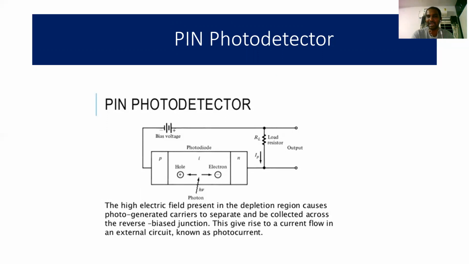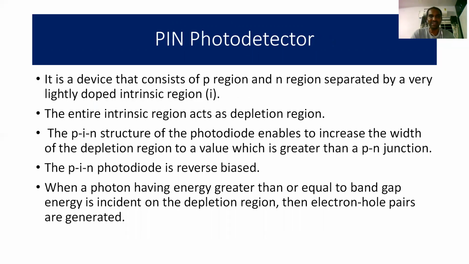That means electrical energy. So it is a device that consists of a P region and an N region, which are separated by an intrinsic region, whereas this intrinsic region is lightly doped. The entire intrinsic region will act as a depletion region here. You know, in between P-type semiconductor and N-type semiconductor, at the junction we have a depletion region. Now the role of the depletion region is taken care of by the intrinsic semiconductor.